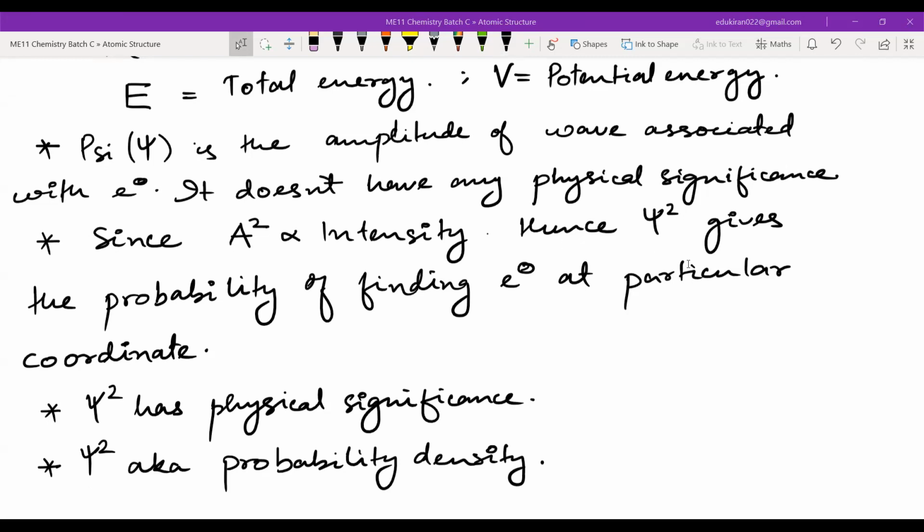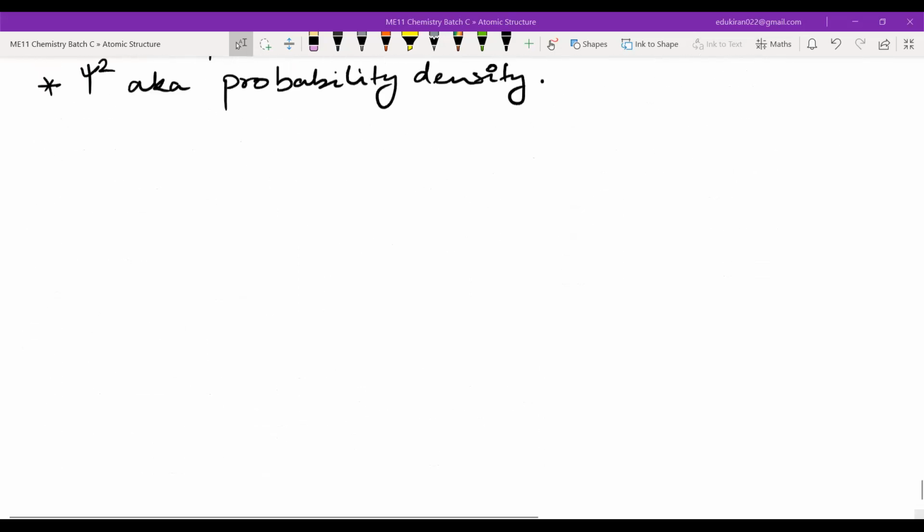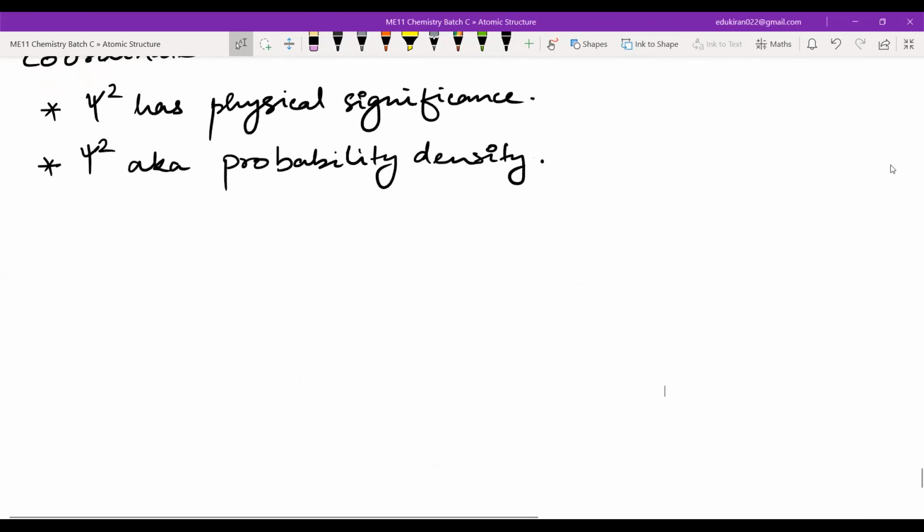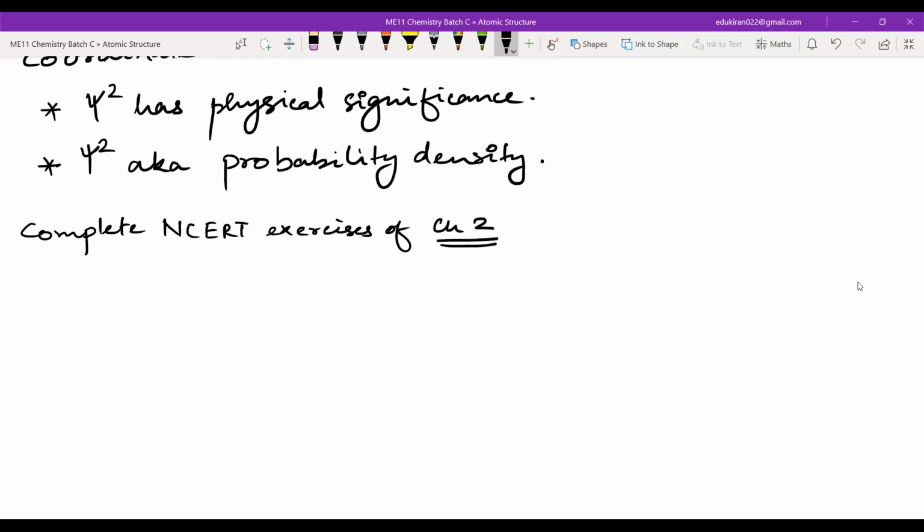Now you have your next class. You may have a 1 hour class tomorrow, but it's not confirmed as of now. So on Monday we will start with the periodic properties chapter, and what I expect is that you complete the NCERT exercises of chapter 2.